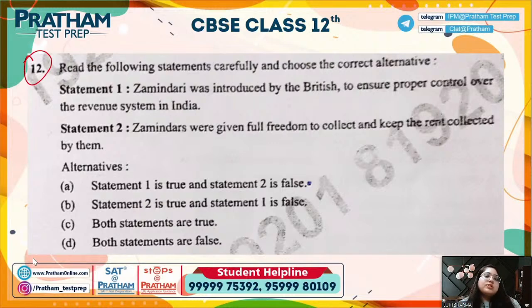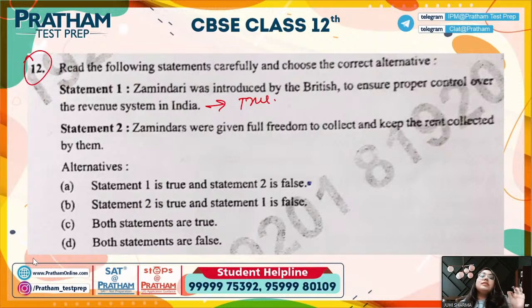Three systems कौन-कौन से थे? We had the zamindari system, the mahalwari system and the ryotwari system. लेकिन यहाँ पर जमींदारी सिस्टम की बात हुई है which was introduced by Lord Cornwallis. So yes, this statement is actually true that zamindari system was introduced by Britishers to ensure proper control over the revenue system in India. लेकिन जो statement 2 इन्होंने दे रखा है वो क्या है? That zamindars were given full freedom to collect and keep the rent collected by them.